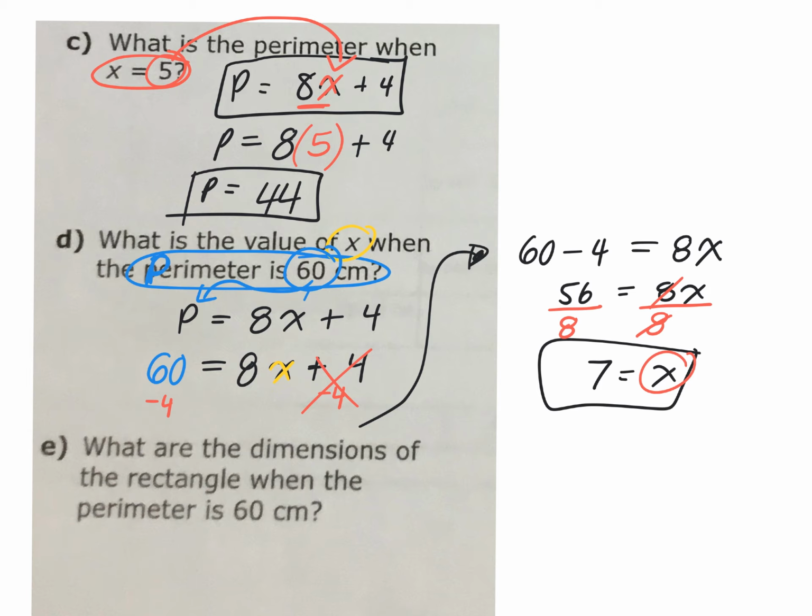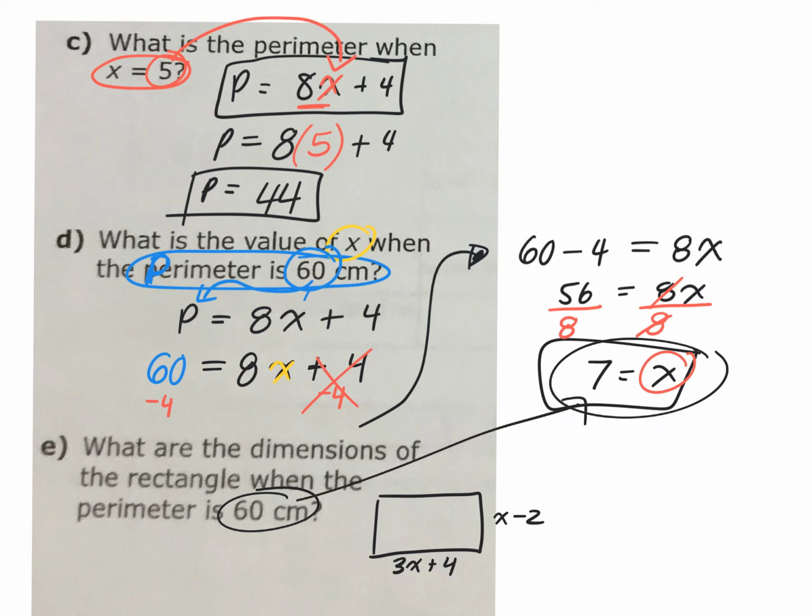Okay, so what did the rectangle look like? What was the length of the rectangle? This side was 3x plus 4, right? And this side was x minus 2, right? The original question. Well, if the perimeter is 60, we know that x is equal to 7, right? We just calculated that. So what would be the actual dimensions? Let's say this is the width and this is the length. If x is 7, what's the actual width? How would I calculate it? 7 minus 2, which is 5 centimeters. Does that make sense? The width would actually be 5 centimeters, right?